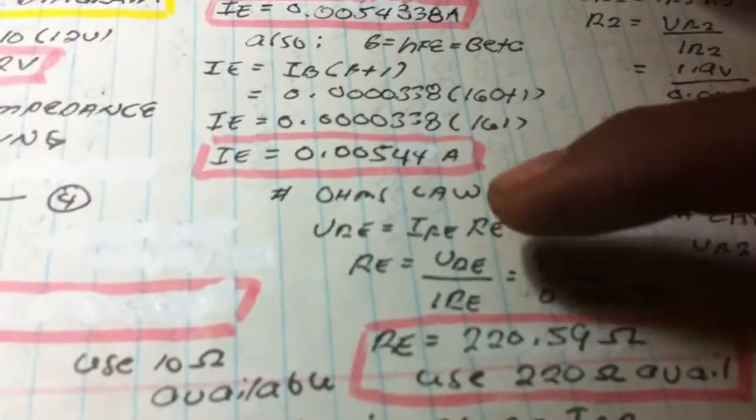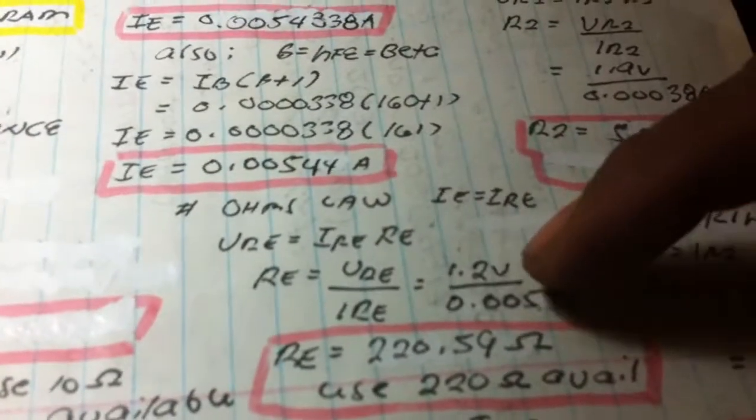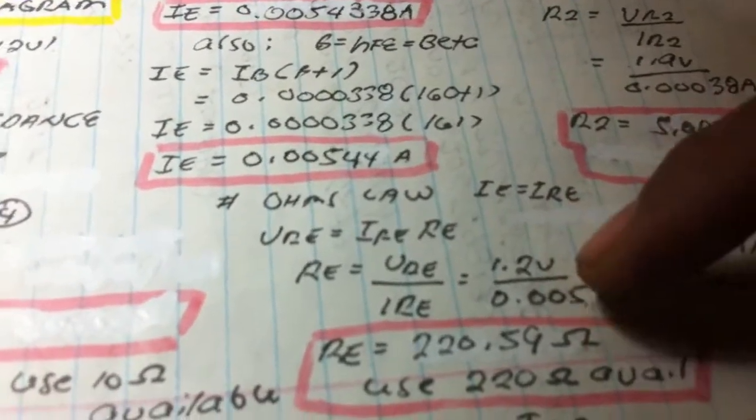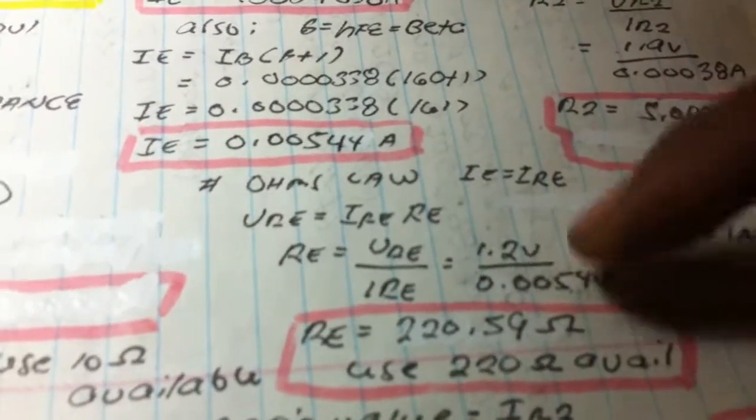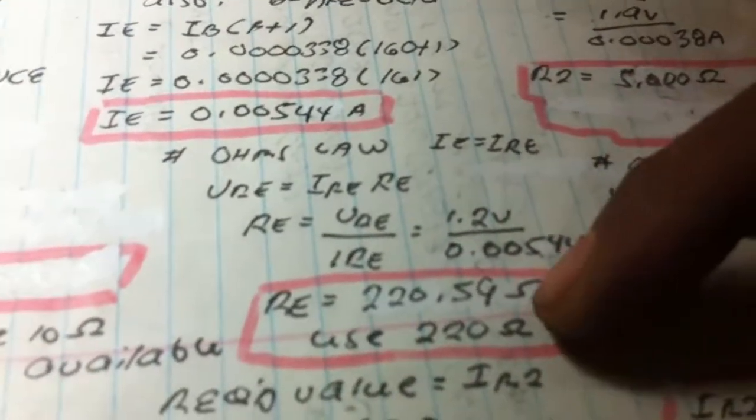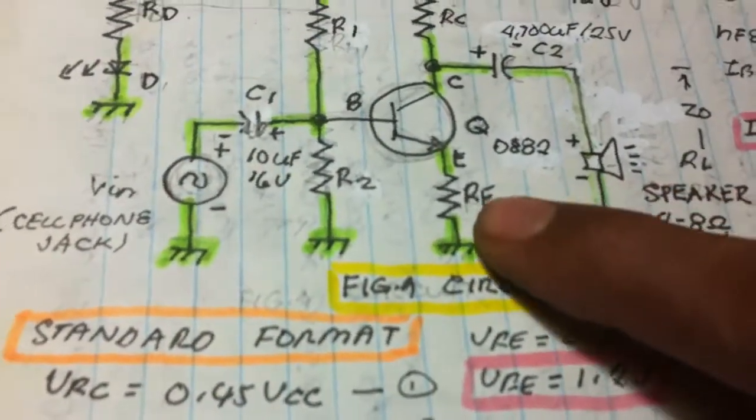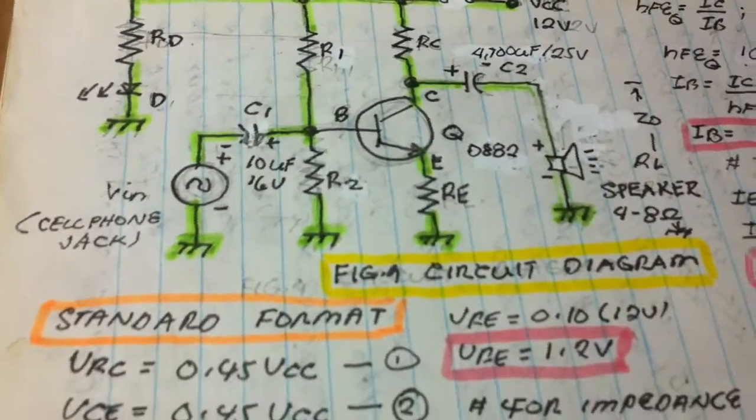Using Ohm's law, by substitution, we know the value of RE. Using the voltage and current, we computed that. So we get now 220 ohms. RE is 220 ohms.